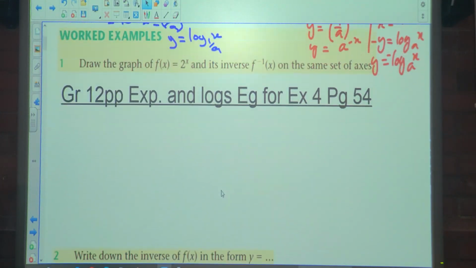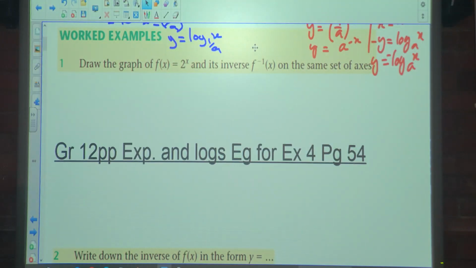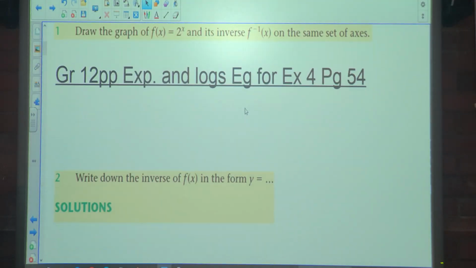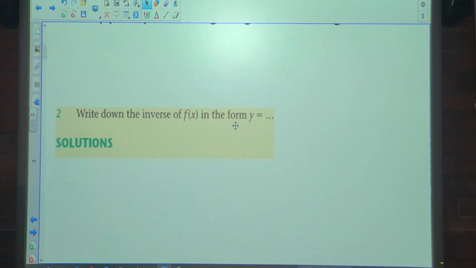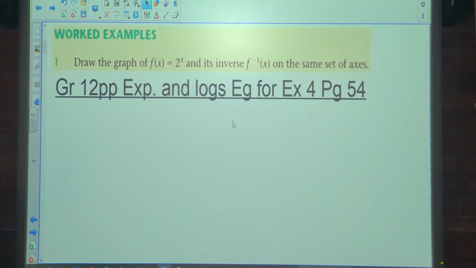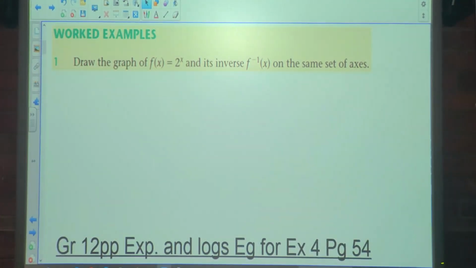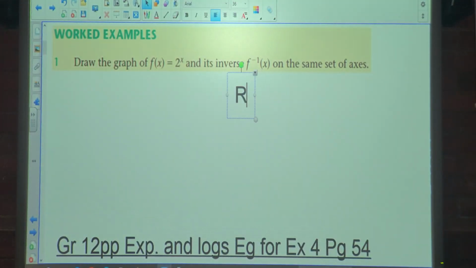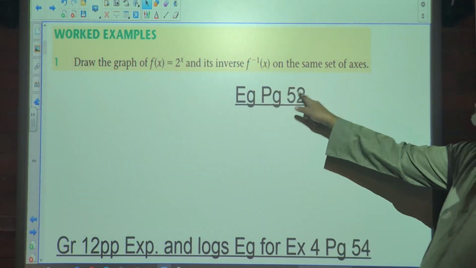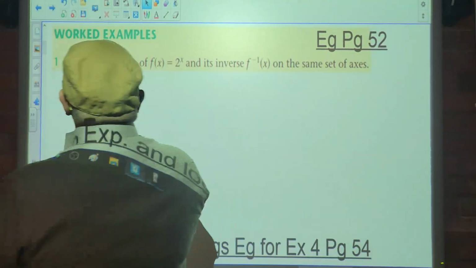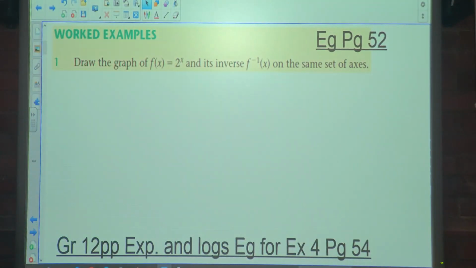Right, worked example. Let's look at the first thing here. And which page is that example on? 52. Okay. So draw the graph of f of x equal to 2 to the x and its inverse on the same set of axes. So where do we start?